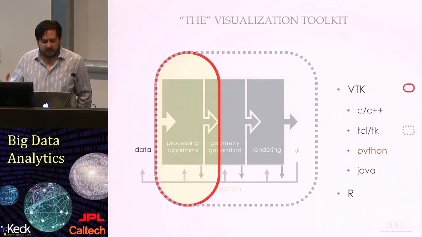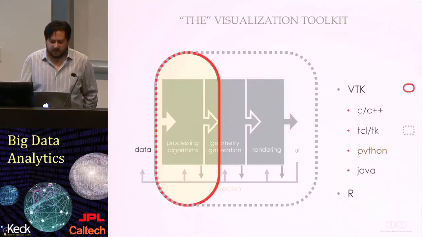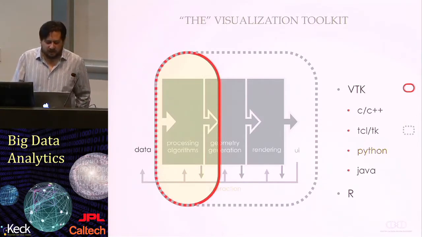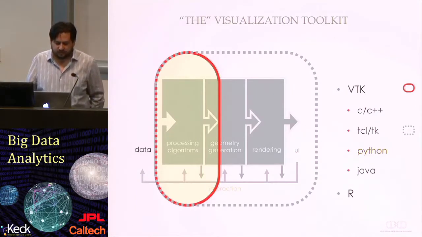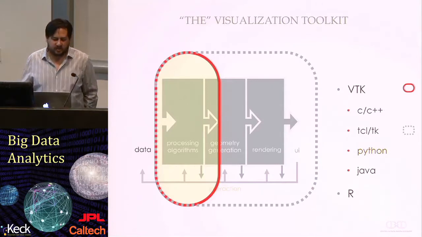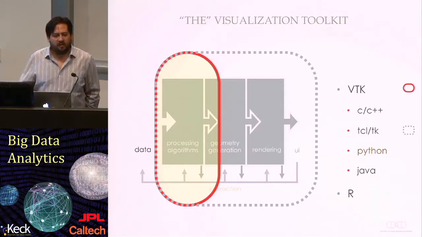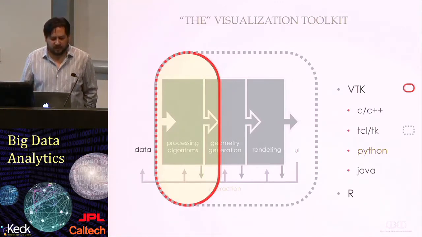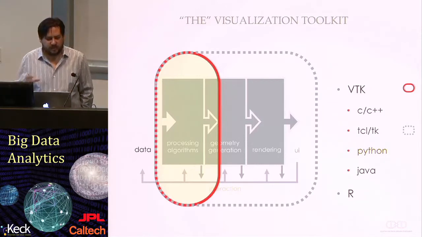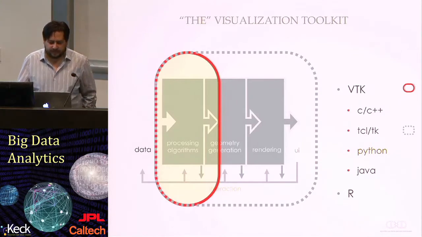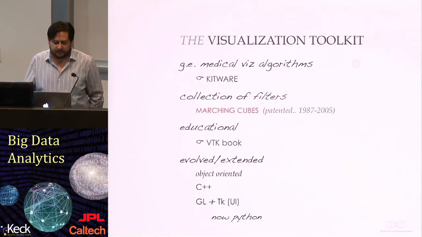VTK is a series of processing algorithms that can be strung together using C++, Tcl/Tk, Python, which is now the underlying language for it, as well as Java. Because it's been around for such a long time and it's such a strong package, VTK offers you the ability to open a window and display the results from your processing algorithms. So it is a little more than just processing algorithms, but at the core, it is a set of processing algorithms. Let me talk a little more about VTK.